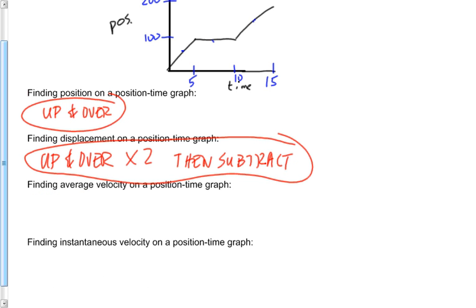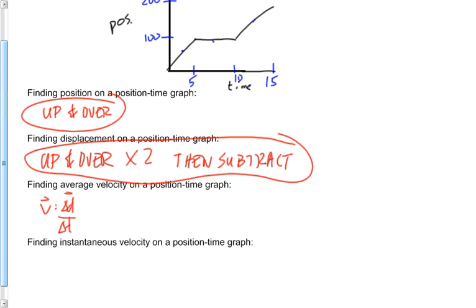Average velocity, this isn't new either. You want to find average velocity? It's the same way as we have over the last several days, except that it's in the context of a graph here. Average velocity is displacement divided by time. Good news. We just figured out how to find displacement.